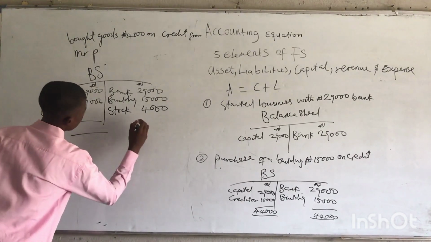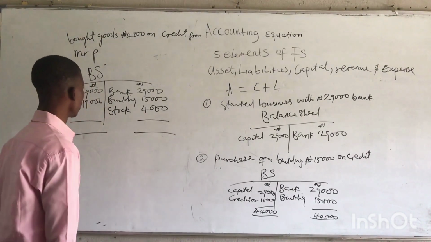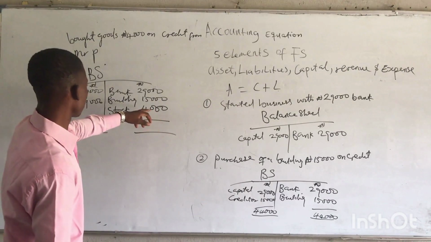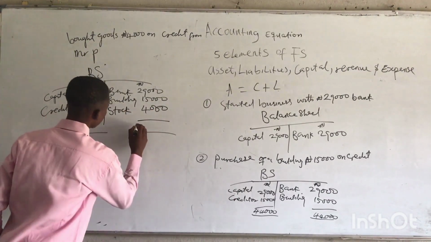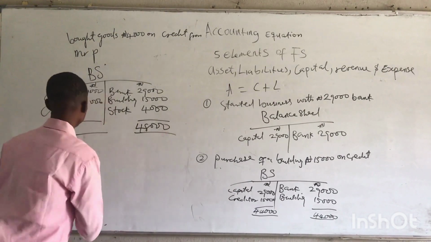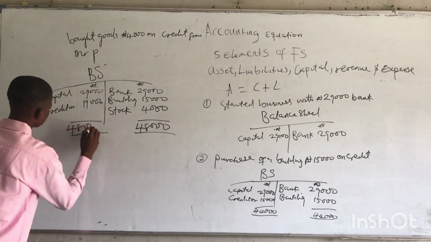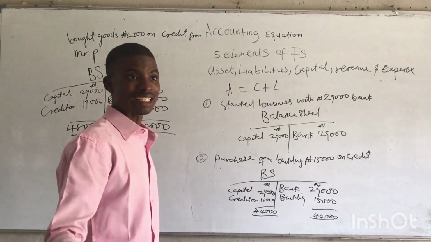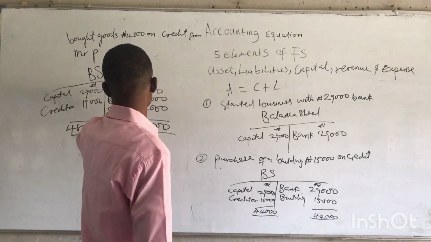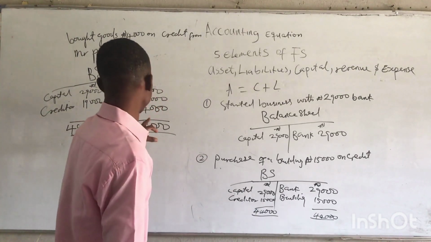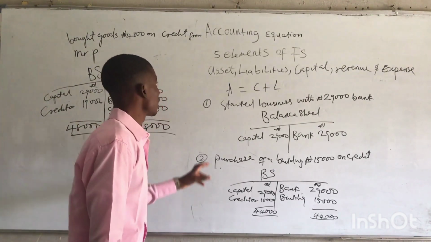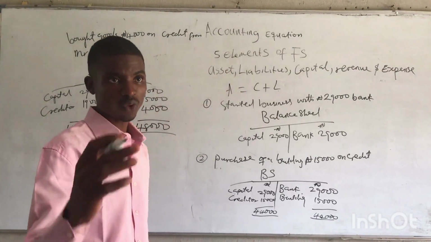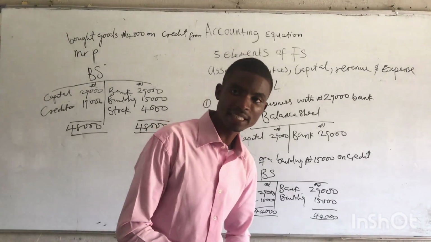If we balance the balance sheet, or statement of financial position, it will also give us an equal balance. 29,000 plus 15,000 gives us 44,000, plus 4,000 gives us 48,000 on both sides. This is how the transactions will continue to build, so that at every point in time, both sides of the statement of financial position will always be equal. This is what the accounting equation explains: that the assets of a business will always be equal to the capital and the liability of the business.